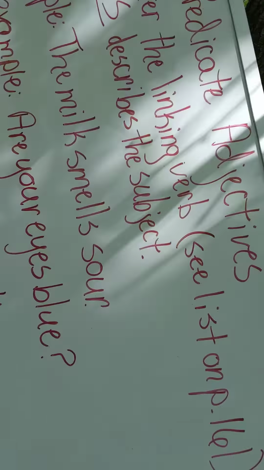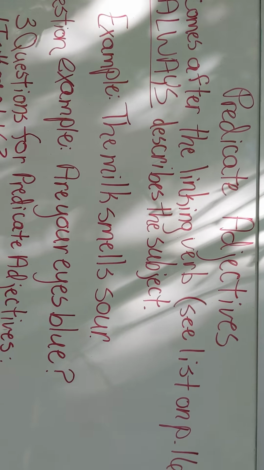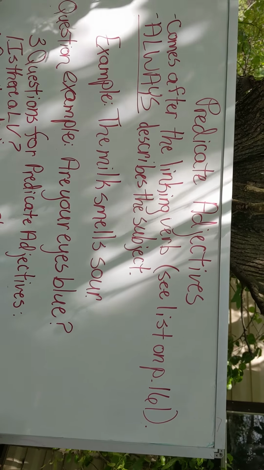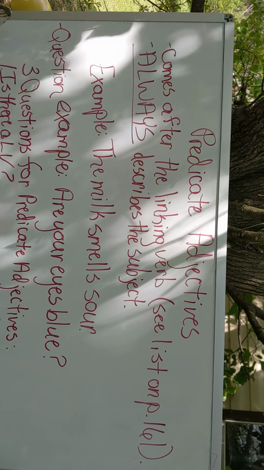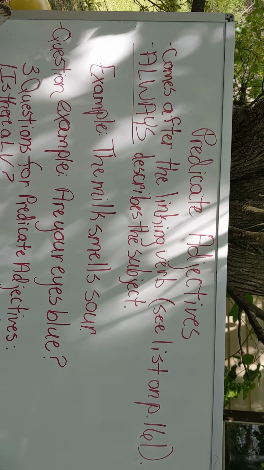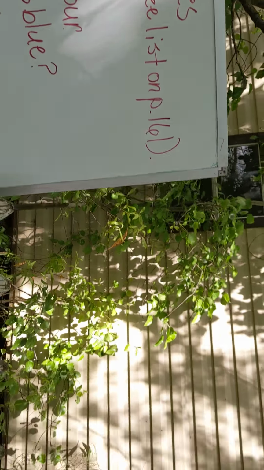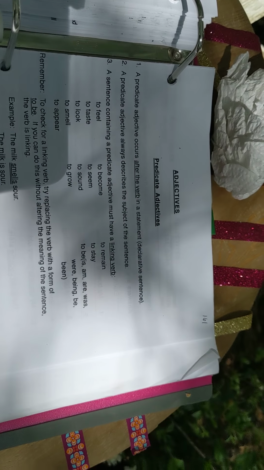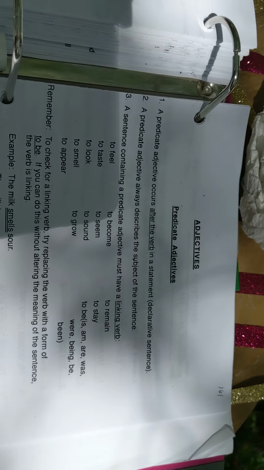Okay, let's get started. Here is my board, and here's what you should see. So predicate adjectives, the first thing you need to remember is that they always come after the linking verb. If you look at your list on page 161, and I apologize for the shading, there are all your linking verbs.